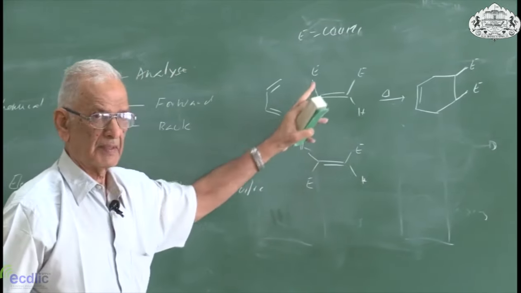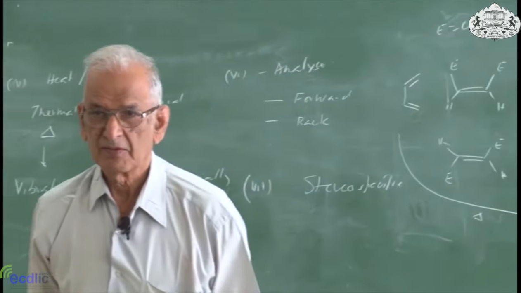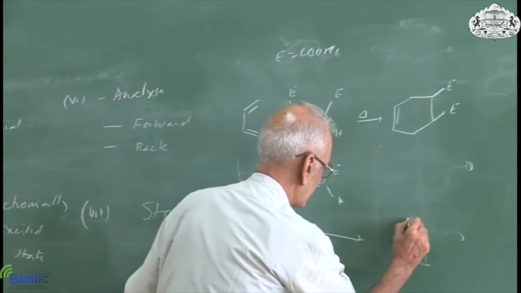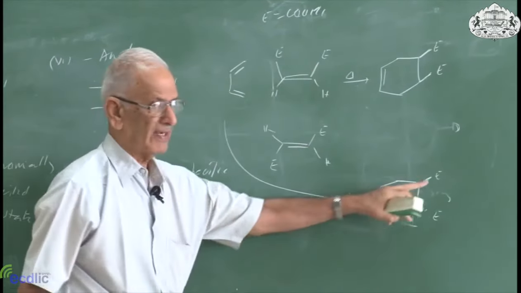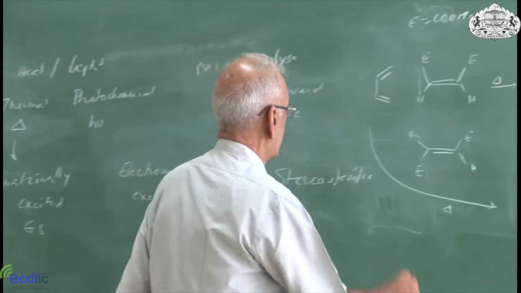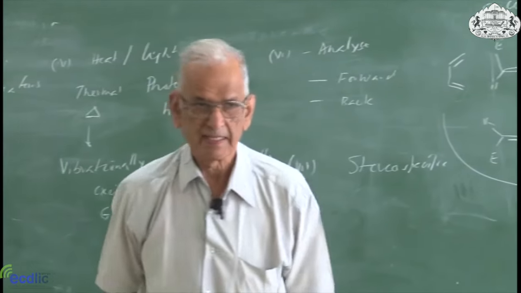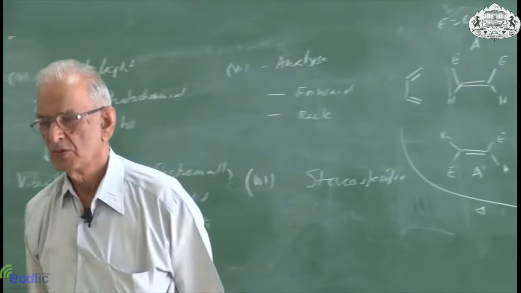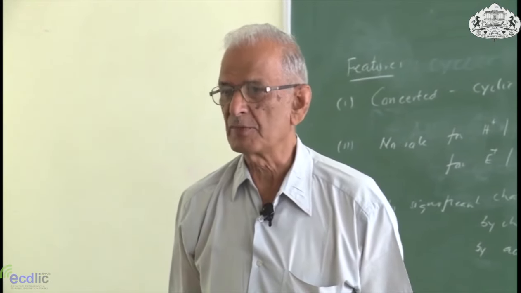If instead of using maleic acid, I use, what is this acid now? Fumaric acid. I use the ester of fumaric acid. The product will now have both ester groups trans. Starting material A gives me product B. Starting material A dashed gives me product B dashed. Two different isomers of starting material give me two different isomers of the product.